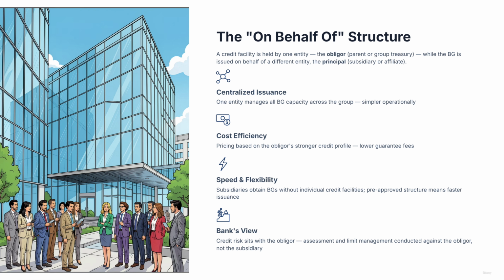From the bank's perspective, the credit risk sits with the obligor, the one with the approved facility, not necessarily with the entity named as principal in the guarantee. Credit assessment and limit management are conducted against the obligor. The bank needs to be satisfied that the obligor has the financial strength to reimburse on any call, regardless of whether the subsidiary that triggered the call can do so independently.